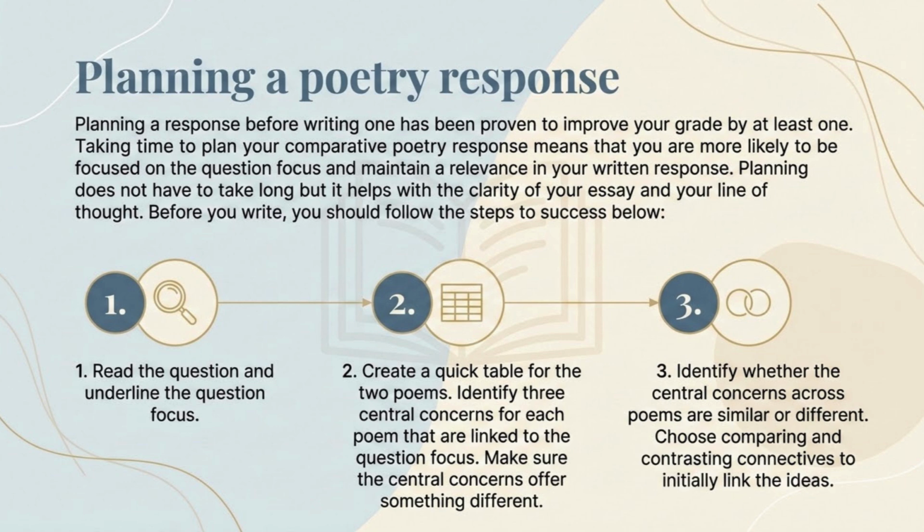So first up then, the initial thing we do is we find the question and think about the question focus. What are the key words in that question? And really actively think about what that means. Once we've done that, we're going to make a quick table for two poems. I'll show you that in a moment. Try and think of about three main concerns for each poem that link back to that question focus, and make sure they're fairly different ideas.